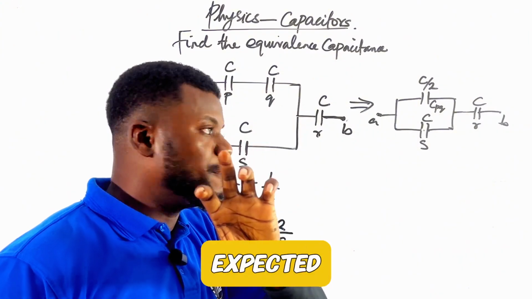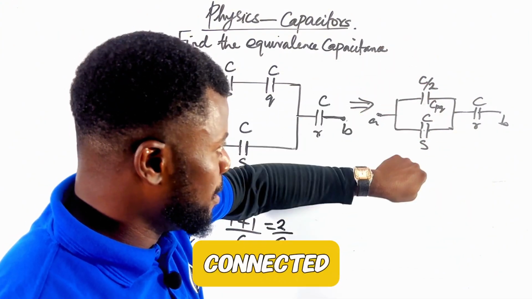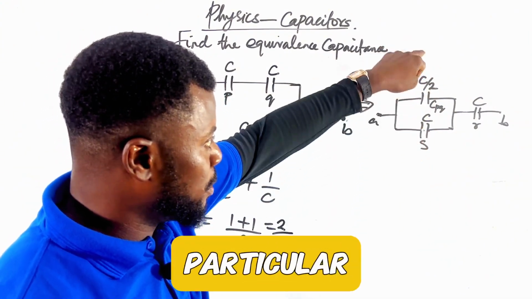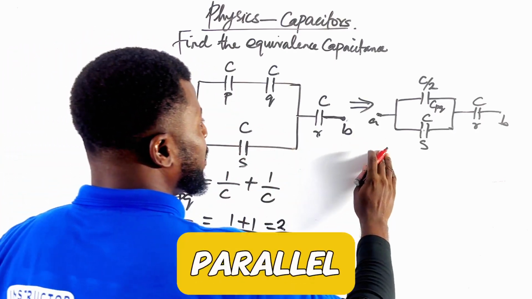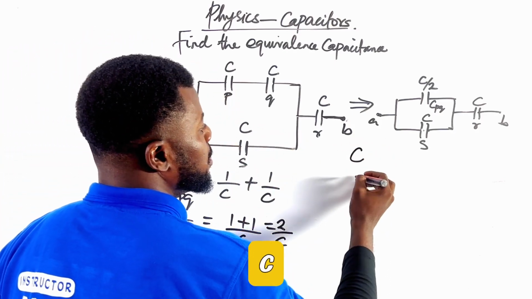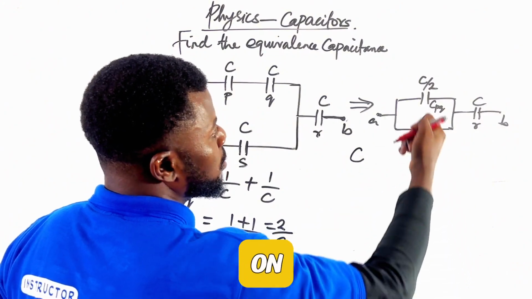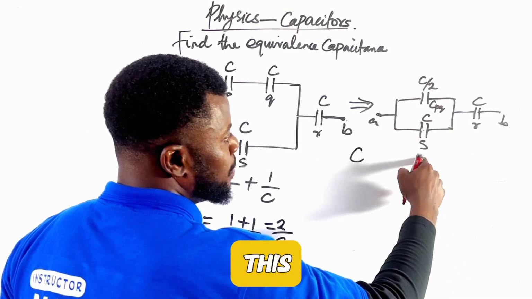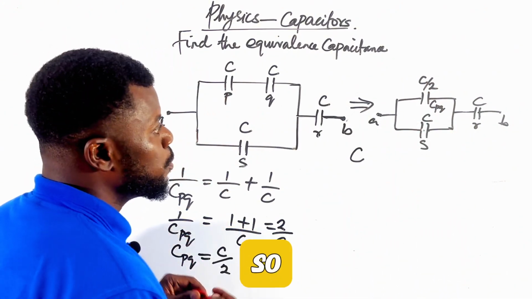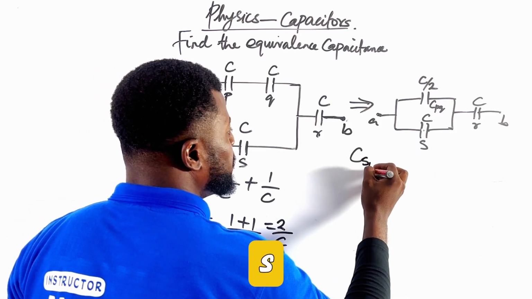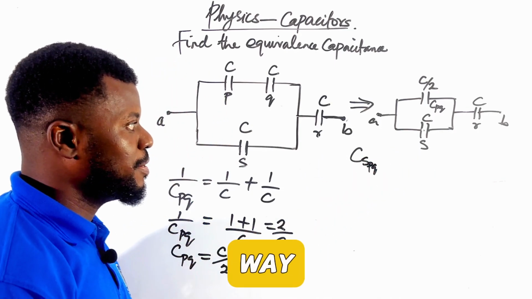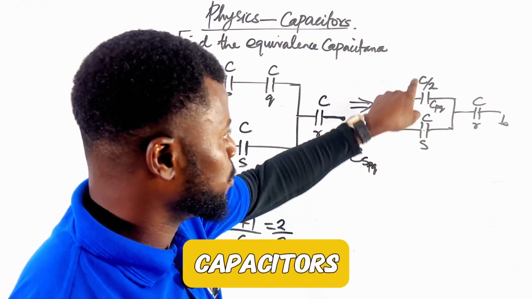So what's expected of me is to solve this. This is connected in parallel. So I'll have to solve this particular parallel connection. How do I get that done? The formula for parallel connection is C. Which point am I working on? This particular point, CPQ, and this particular one, S. So for C, how do I represent it? Let's use SPQ, because I'm working on these two capacitors.